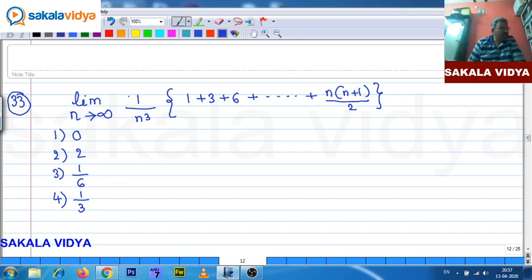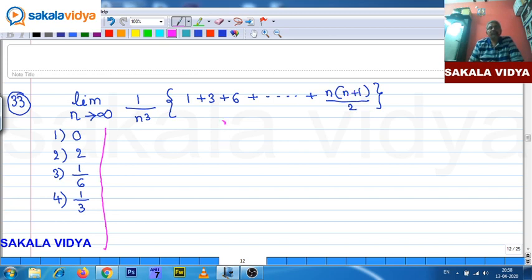So, this is the question. Limit n tends to infinity, 1 by n cube times (1 plus 3 plus 6 plus and so on up to n(n plus 1) by 2). So here the nth term is given, and we need the sum of the n terms.